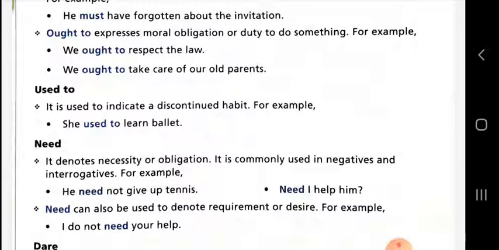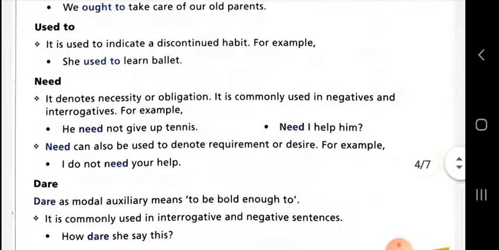Need, we are going to talk about the modal auxiliary verb need. Dear student, it denotes necessity or obligation. It is commonly used in negatives and interrogatives. He need not give up tennis. Need I help him? Need can also be used to denote requirement or desire. I do not need your help.